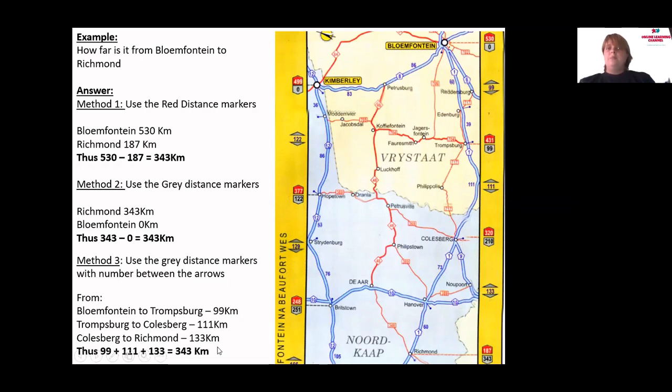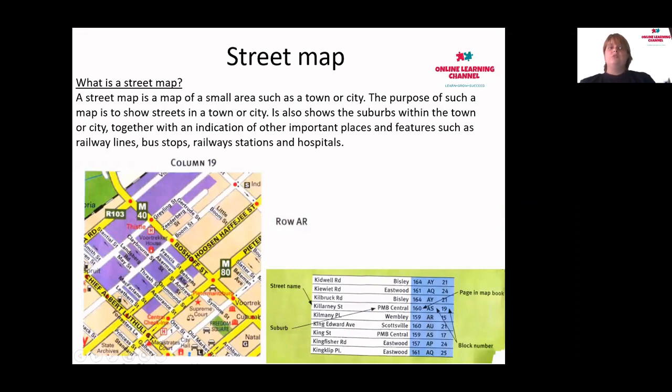The next map we're going to look at is a street map. A street map is a map of a smaller area such as a town or city. The main purpose of the street map is to show you the streets in a town or city. It's also to show you suburbs and important features such as hospitals, railways, busways, and bus stops. So to understand this, you usually get a chart with it.